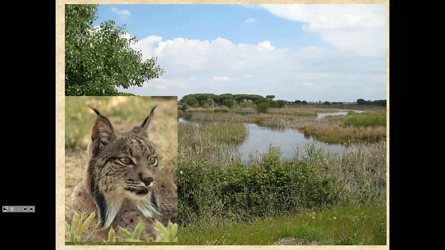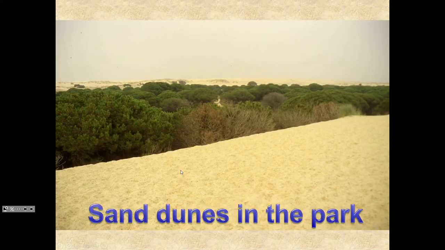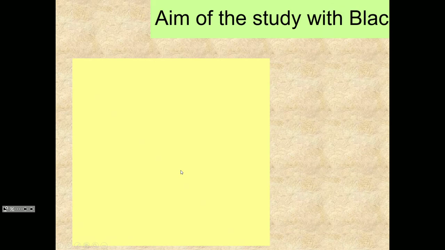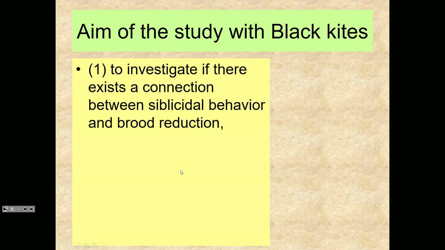And there you have this nice species, the Iberian lynx, Lynx pardinus, which is a critically endangered species that people have been fighting for a long time to protect. And there are also sand dunes in this park. So it's a mixture of many things. And the aim of the study was to investigate if there exists a connection between siblicidal behavior and brood reduction.